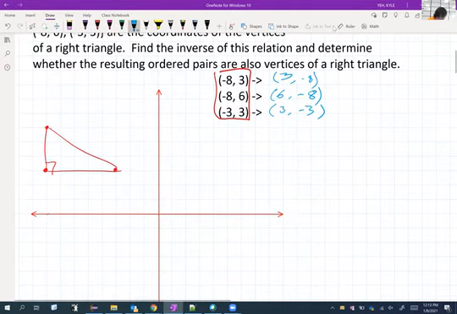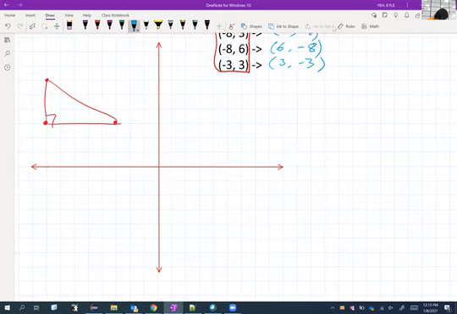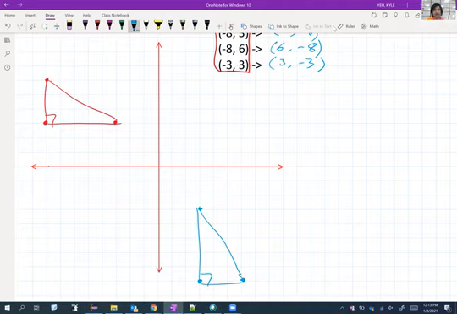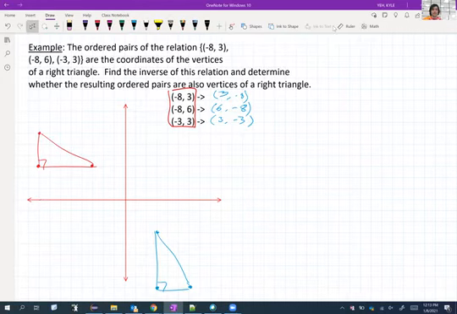If we put this on the graph, (3, -8), (6, -8), and (3, -3), and look at what happened, we see it is in fact another right triangle. So finding the inverse doesn't really change the distance between the points or the angle between the points. And this is something that's kind of cool.